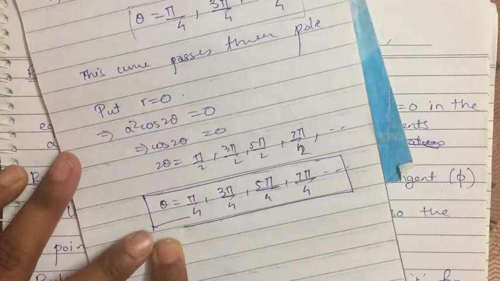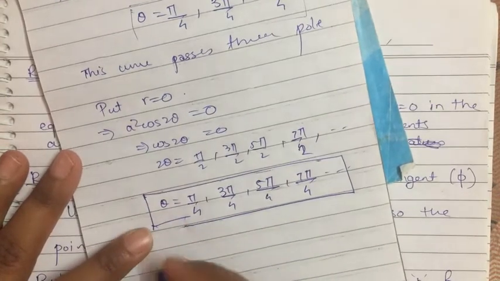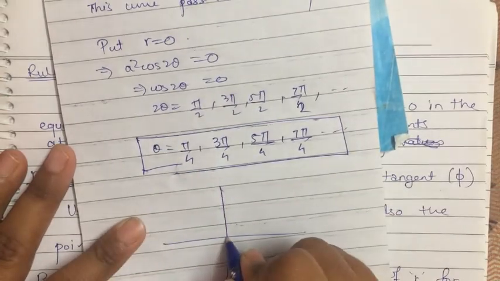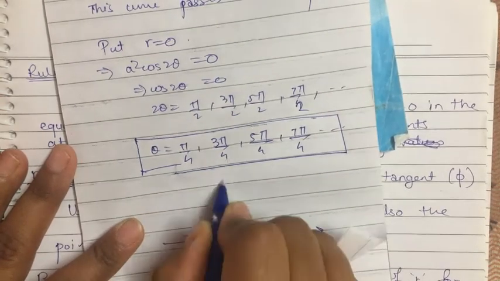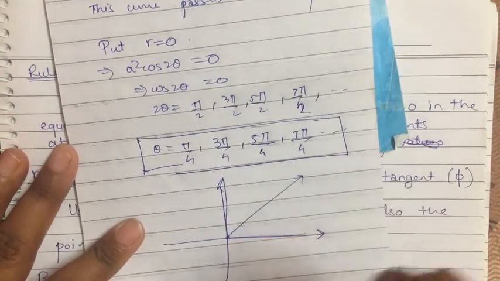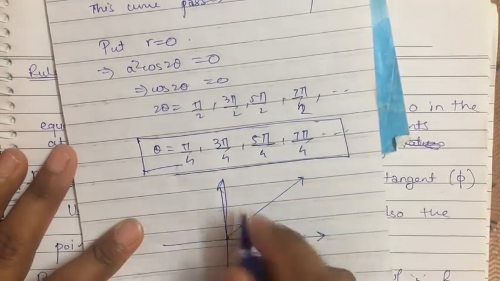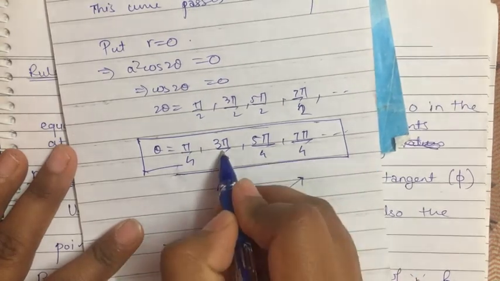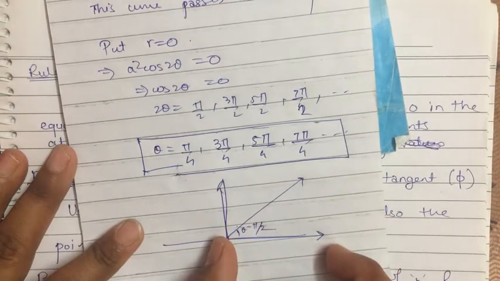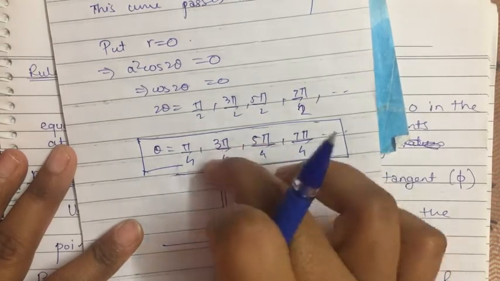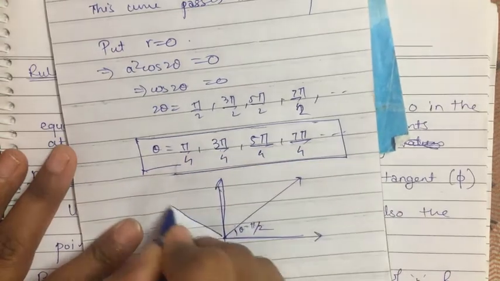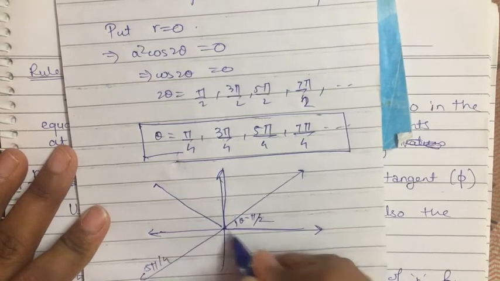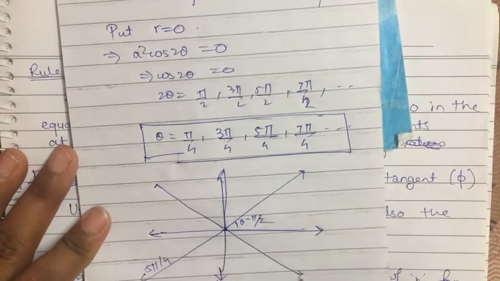Now how do these values of theta give us the tangent? See, in polar, theta equal to 0 means this line, theta equal to pi by 2 means this line. So theta equal to pi by 4 means this line, which makes an angle pi by 4 with the initial line. Then this is pi by 4, 2 pi by 4, 3 pi by 4, 4 pi by 4, 5 pi by 4, 6 pi by 4 and 7 pi by 4.